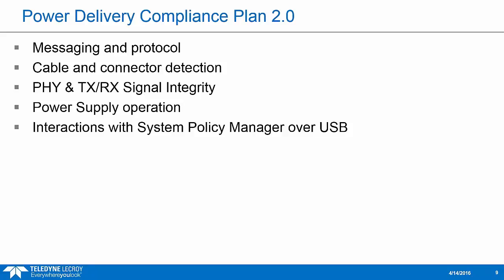These are the key functional areas that are tested in PD. There's, of course, the protocol. There's cable detection. They need to test the PHY layer. If your device acts as a provider, there's a power supply section you need to pass. The policy manager stuff operates at the upper layers. This is really Chapter 8 and Chapter 9 of the PD spec, and this is mostly tested using software.